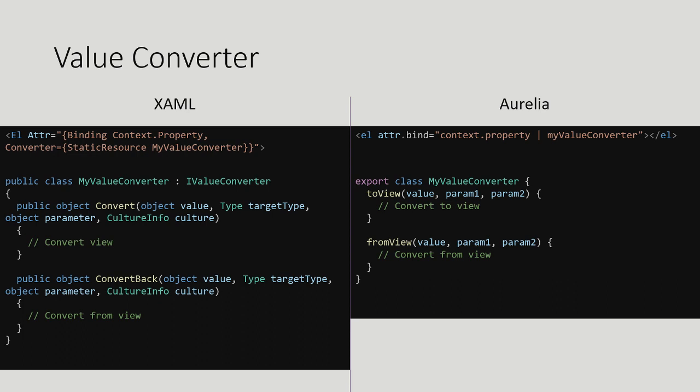So in XAML, you have your value converter implement an interface, and you have a convert back function. In Aurelia, you don't have an interface, but you can specify a class that implements toView and fromView, or you don't need to implement those. You can implement just one of them.